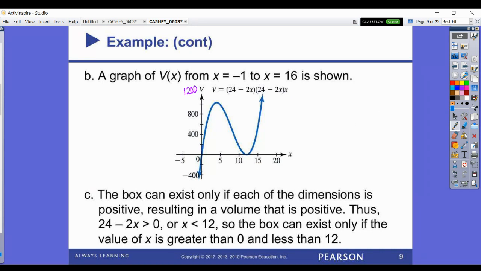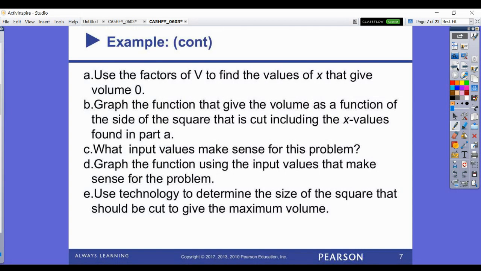Part C, the question is, what input values make sense? Well, we kind of actually already answered that. If you think about problem A, x could only be between 0 and 12, or we didn't have a box anymore. And they can't actually be 0 or be 12, or we don't have a box. So they have to be strictly in between those two values. And then we're going to just graph the part that makes sense. And then part E, we're going to maximize the volume.